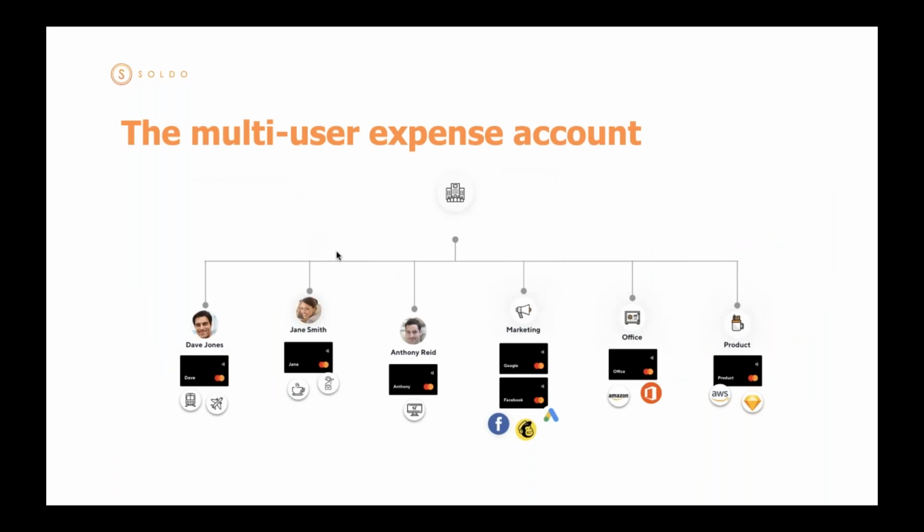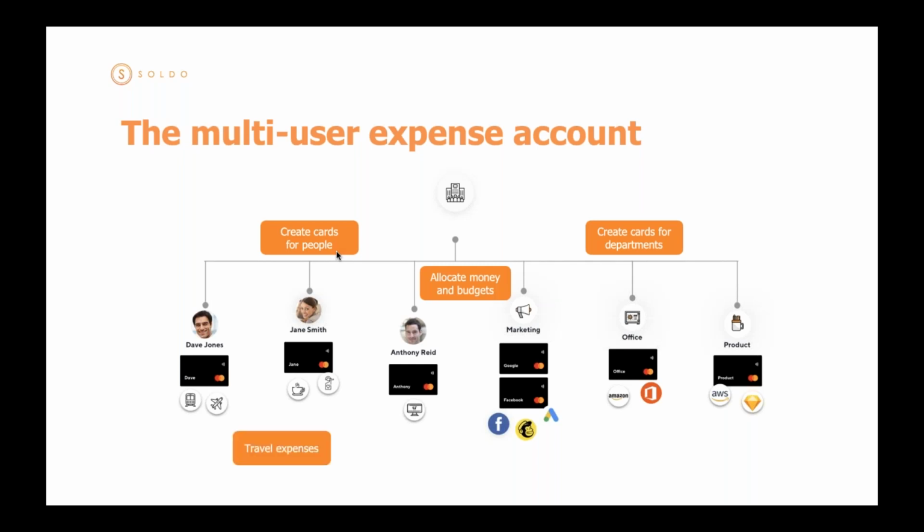So how does Soldo work? We're a multi-user expense account. Typically, financial services products are designed to be single-user products, whether it be a company credit card, a bank account, whatever it might be. Soldo is designed from the ground up to be a multi-user solution. The way that you manage this is you issue cards to people, and also to departments. You allocate money and budgets to the different stakeholders around the organization. And then for the different use cases, for most employees, it's related to travel expenses. For departments, you're talking about e-commerce and online payments and subscription payments as well. And you can make this as complex as you need to, creating whatever departments or teams you want in your organization.